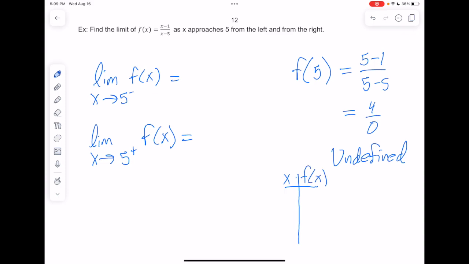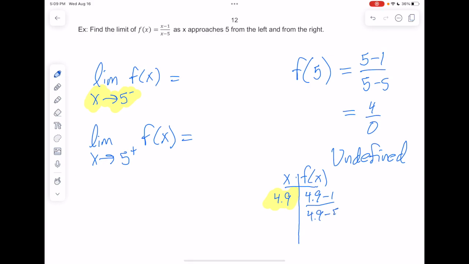So if we want to approach from the left-hand side, then let's plug a number in that is on the left of 5. In this case, I could plug in 4.9 into the function and see what I get. And because I know the answer is going to be infinity, I really don't even care what I get as far as the number goes. I just want to look at what would happen if I did 4.9 minus 1 over 4.9 minus 5.